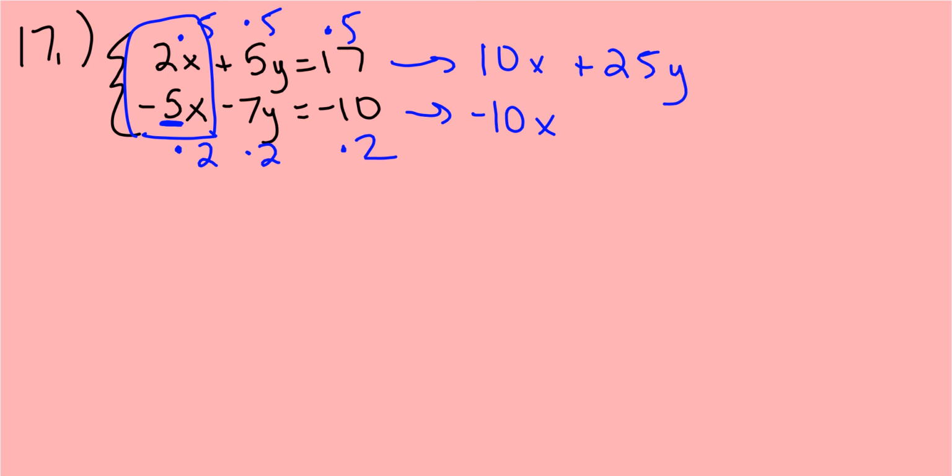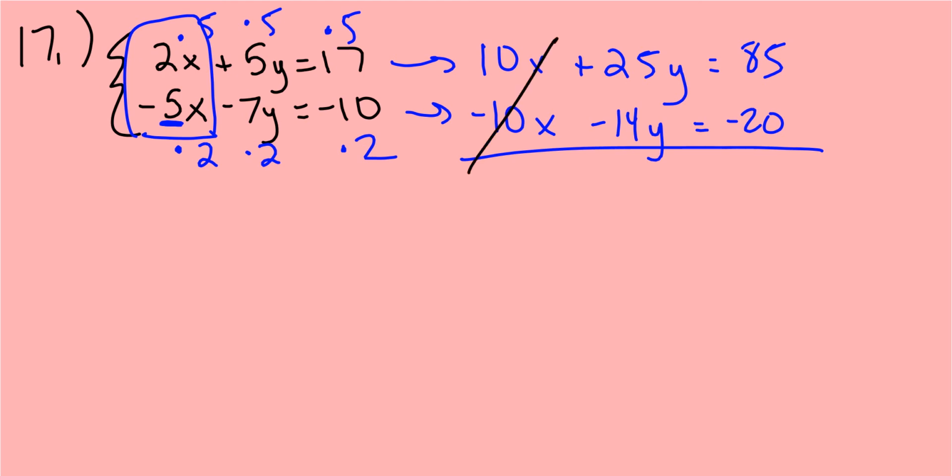I continue my multiplication across the top. I end up with 5 times 5 is 25. And then 5 times 17, I'm going to get 85. The bottom, I'm going to have negative 14y. And then I'm going to get negative 20. Now that my x's are going to cancel, I end up with 9y equals 65. I meant to say 11y is 65. 25 minus 14 is 11.